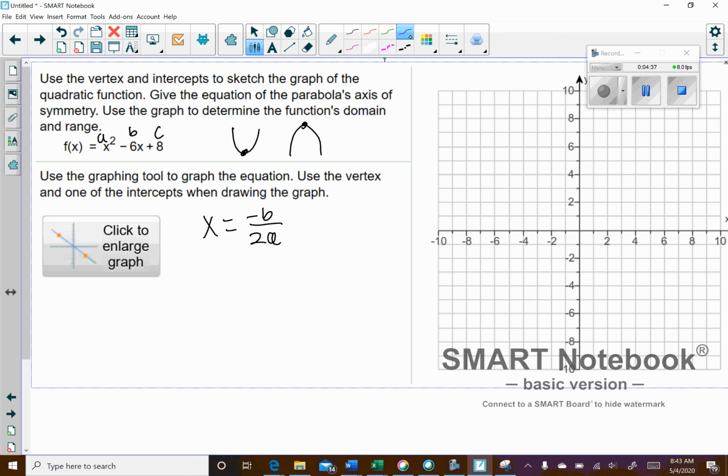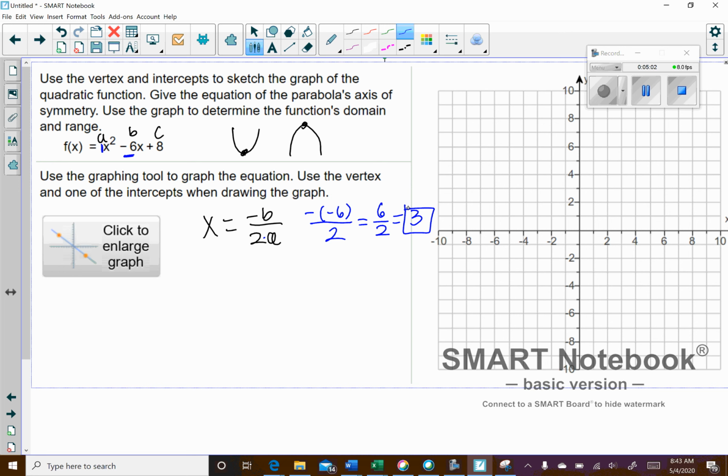So to figure out the x value of my vertex, I'm going to have -6, that's my B value right there, and then divided by 2 times A. Well, my A value is a 1, so 2 times 1 is 2. So I end up getting 6 over 2 because double negatives cancel out, which reduces down to 3. So I have the x value.